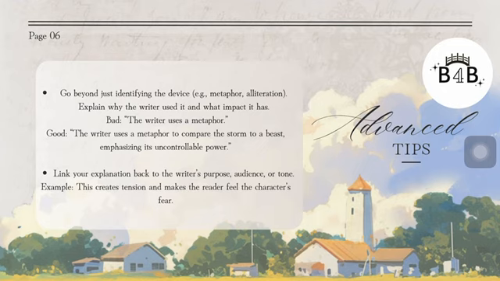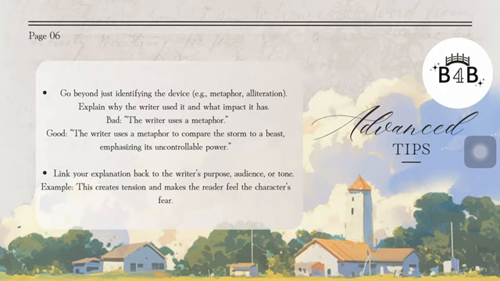The writer used a metaphor, which is shown by the quotation, to compare the storm to the beast, emphasizing uncontrollable power. This leads to an effect. This explains why the writer uses it and what impact it has. You also have to link your explanation back to the writer's purpose, audience or themes. For example, this creates tension and makes the reader feel the writer's feelings. You have to always link back in your explanations.